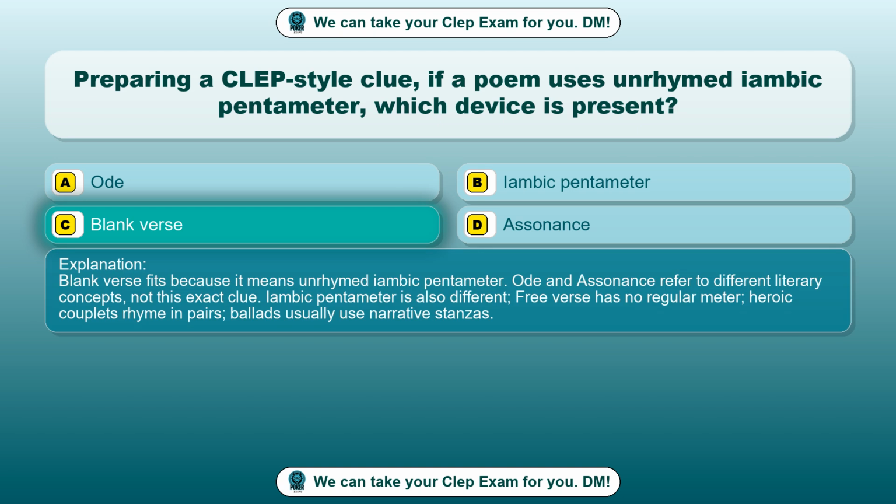Blank verse fits because it means unrhymed iambic pentameter. Ode and assonance refer to different literary concepts, not this exact clue. Iambic pentameter is also different. Free verse has no regular meter. Heroic couplets rhyme in pairs. Ballads usually use narrative stanzas.